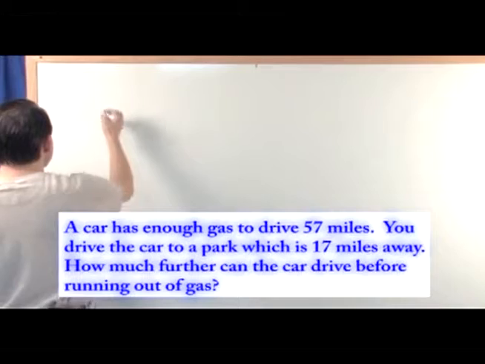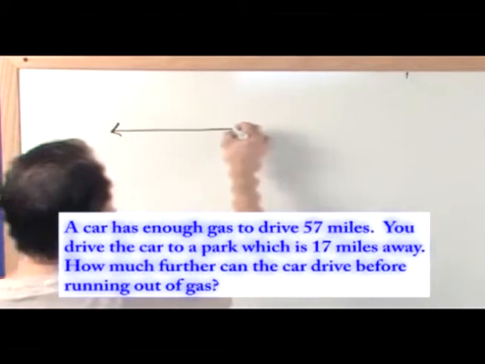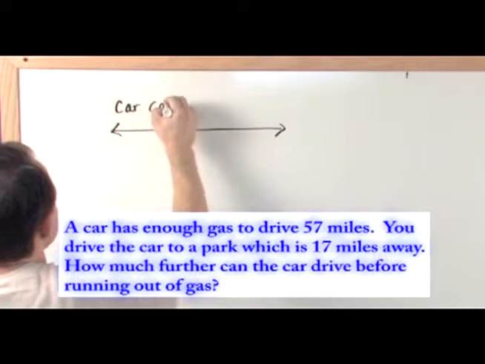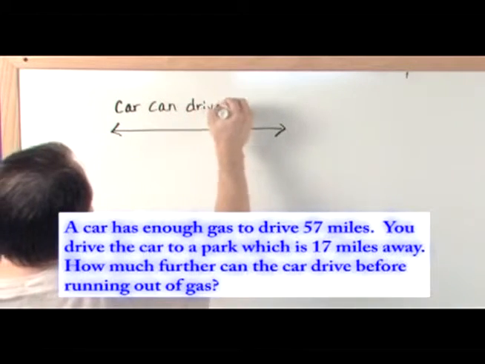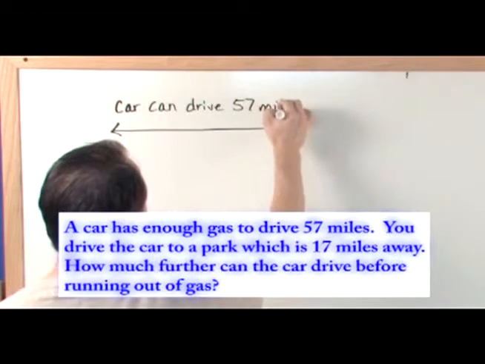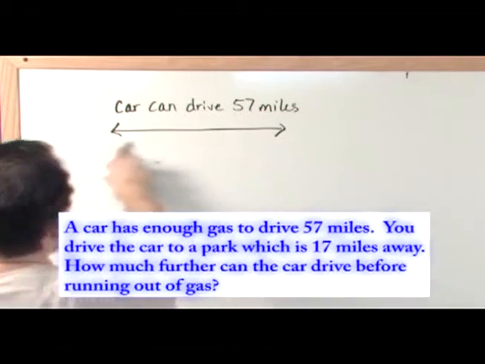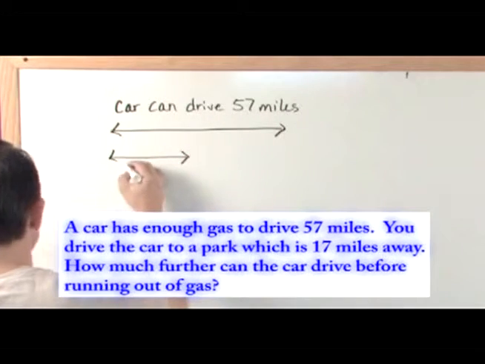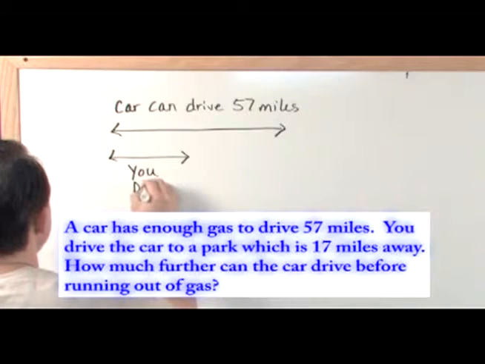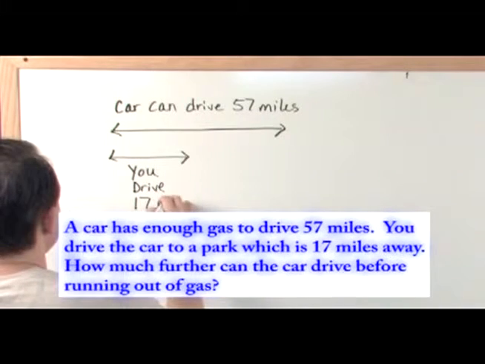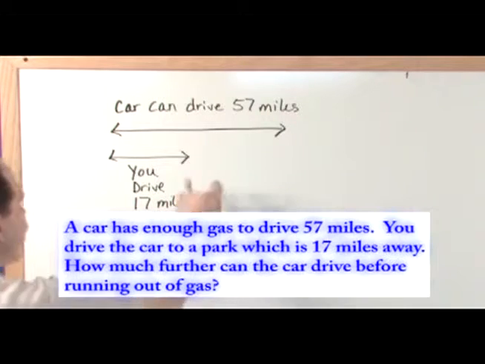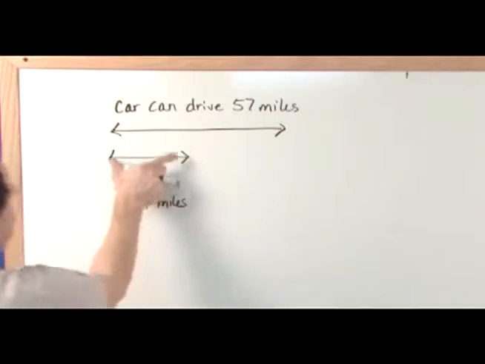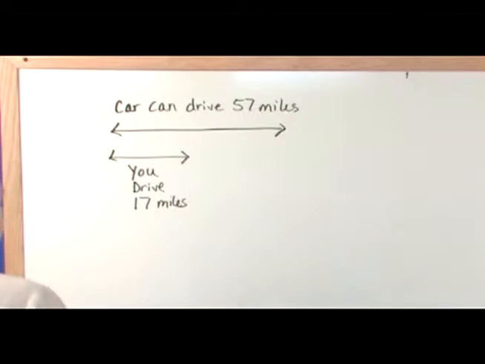So if you were going to try to draw a picture for that, then you would do it like this. Or one way you can do it like this. You could say, car can drive 57 miles. That's what the length of this arrow means. Okay, it's just a length. Okay, now you actually drive 17 miles. And the question is, how much further can the car drive before running out of gas? So how much further means you subtract this off and you'll be left with how much farther you can go.